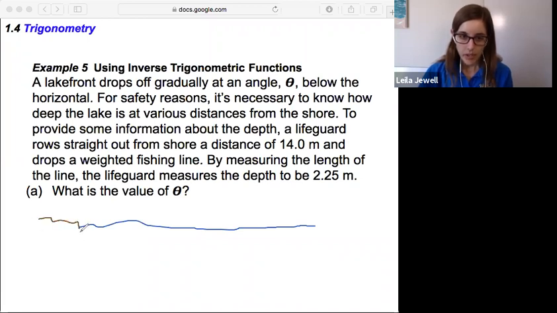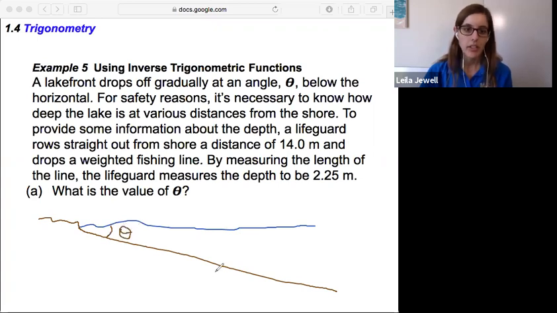But then as the water starts, the lake front, the floor, is dropping off at this angle below the horizontal. So now I'm going to label this as my angle theta. And this is the key, some of the hardest part to get in the picture.